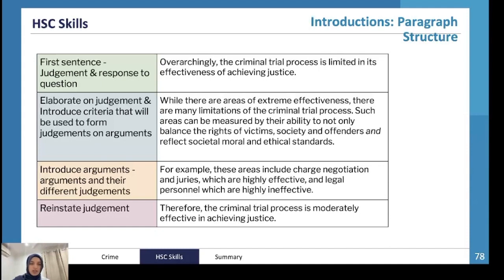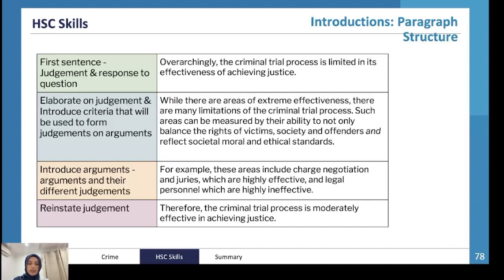Such areas can be measured by their ability to not only balance the rights of victims, society, and offenders, and reflect societal, moral, and ethical standards. Then you can start to introduce your arguments and their different judgments. So for example, these areas include charge negotiation and juries, which are highly effective, and legal personnel, which also is highly effective. Reinstate judgment. So therefore, the criminal trial process is moderately effective in achieving justice.